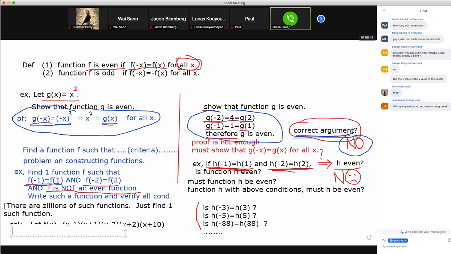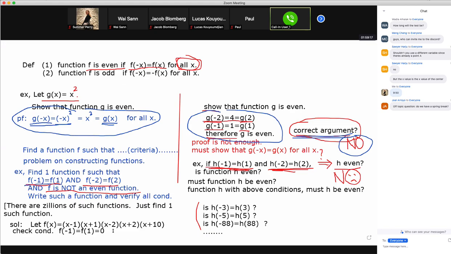So now let's check the conditions here. Okay, let's check the conditions here first. What is f of negative 1? f of negative 1 is 0, which is also equal to f of 1, and they're both 0. So the first condition is met. Is f of negative 1 equal to f of 1? Yes, because they're both 0. So the condition f of negative 1 equal to f of 1 is satisfied.